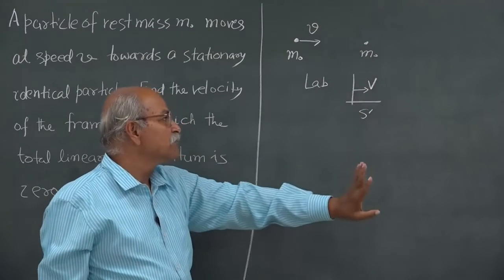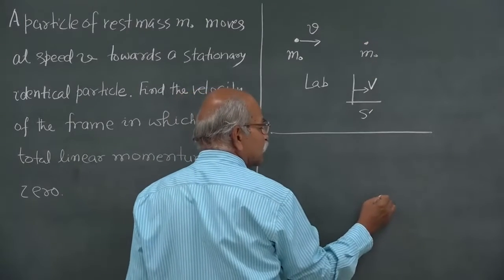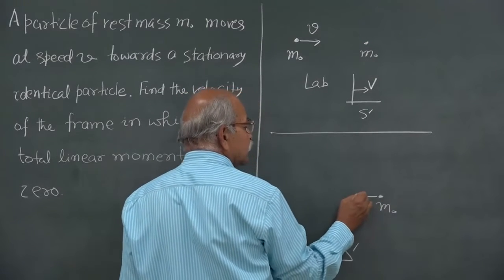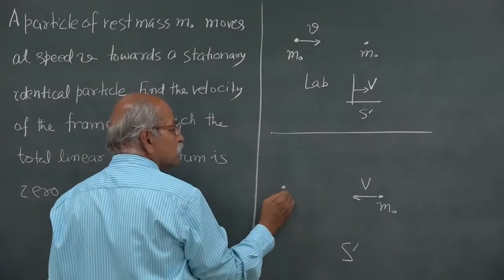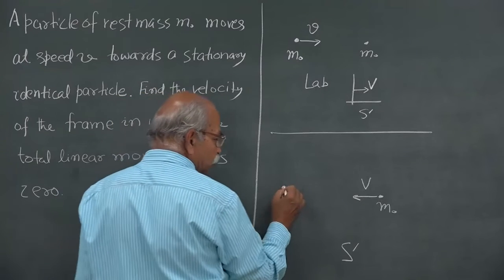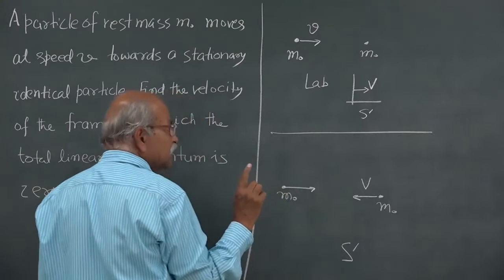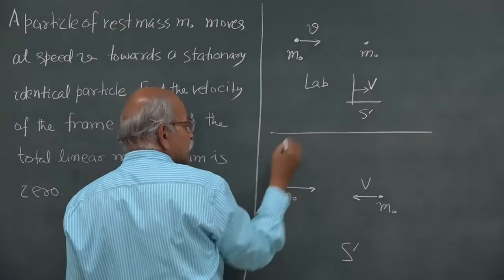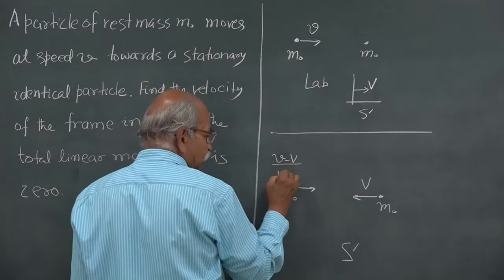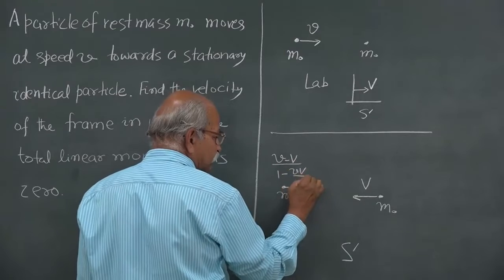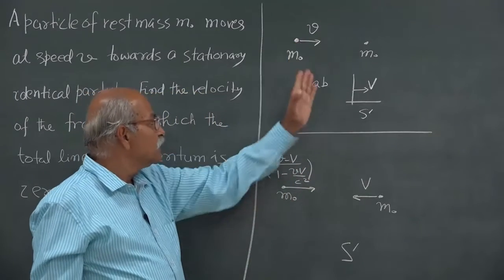Velocity of the second particle is very simple. In this frame S prime, if I see, then this second particle m0 will move in this direction with this velocity capital V, and the first particle will move with some velocity, and that velocity will be given by the velocity transformation equation, v minus capital V divided by 1 minus v capital V by c square. That is the velocity of this particle in this frame.